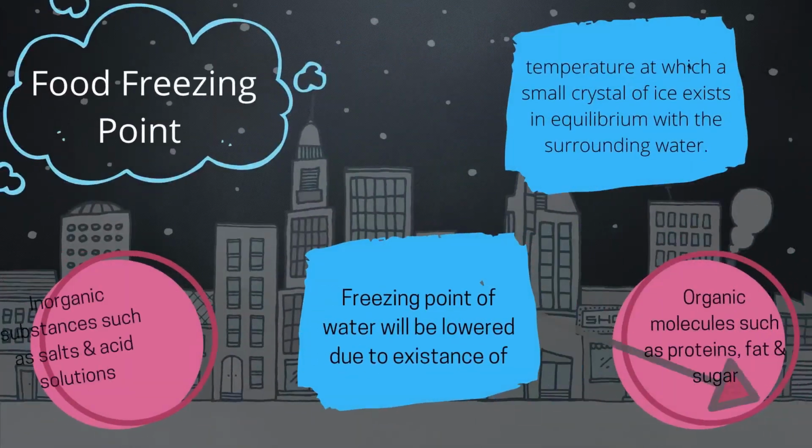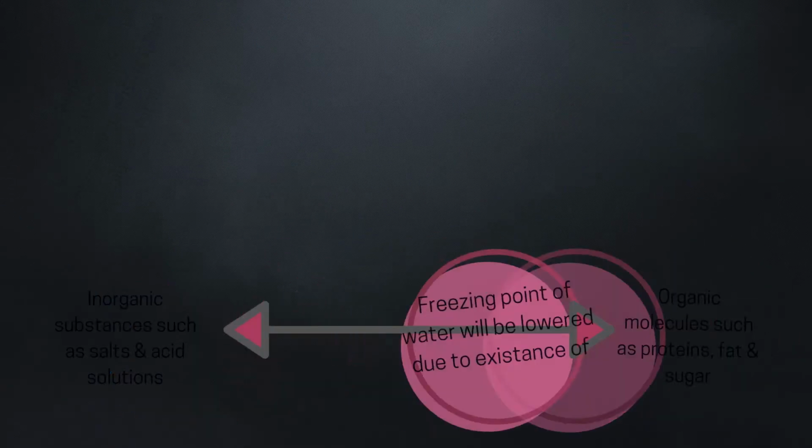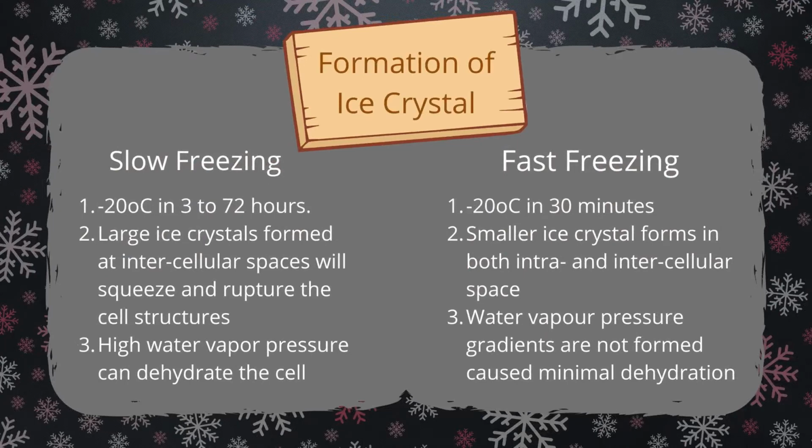Food freezing point is the temperature at which a small crystal of ice exists in equilibrium with the surrounding water. The freezing point of water will be lowered due to the existence of organic molecules such as proteins, fat, and sugar, and inorganic substances such as salts and acid solutions. Formation of ice crystals is based on two types of freezing, slow freezing and fast freezing.